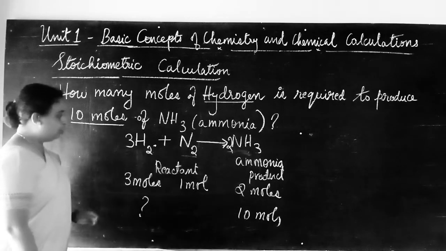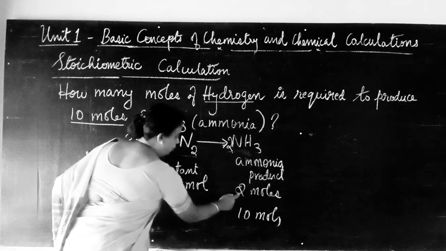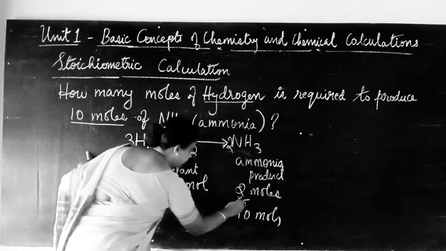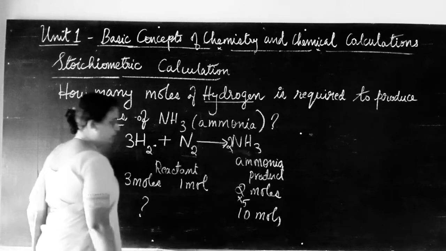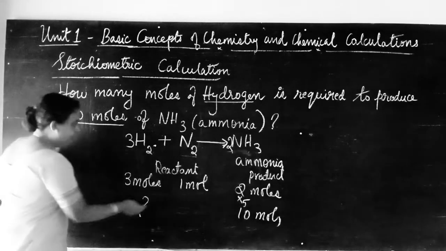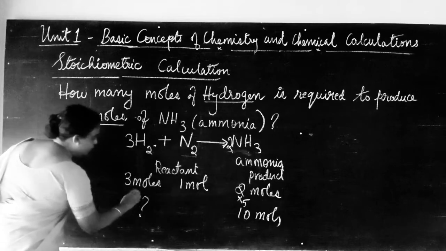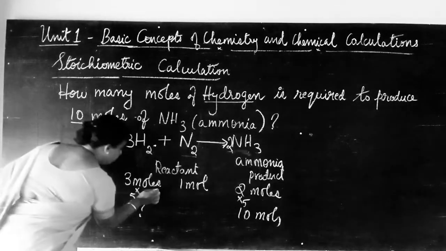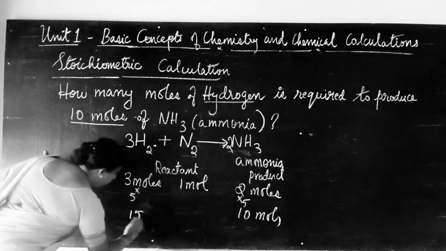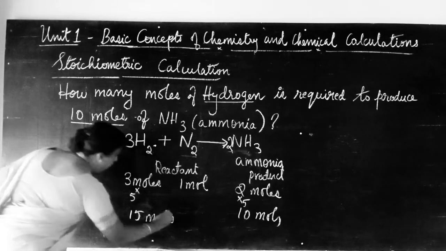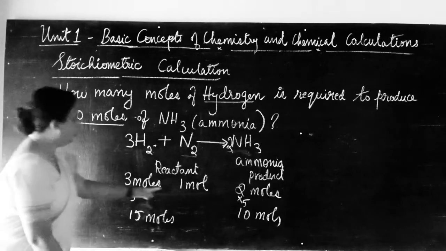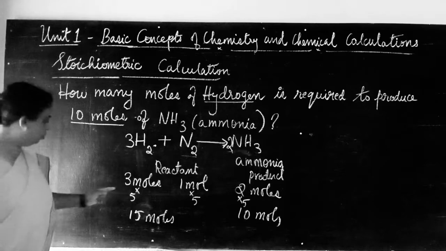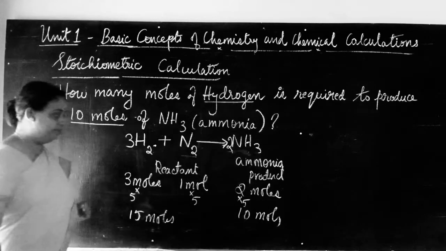Okay, so what should we do? To get here 10 moles, you just multiply by 5. So 2 into 5, 10. Then if I multiply by 5, at the same time here also I multiply by 5. So how many? 15 moles. So 15 moles of hydrogen, and here also into 5. So throughout the equation you just multiply by 5.